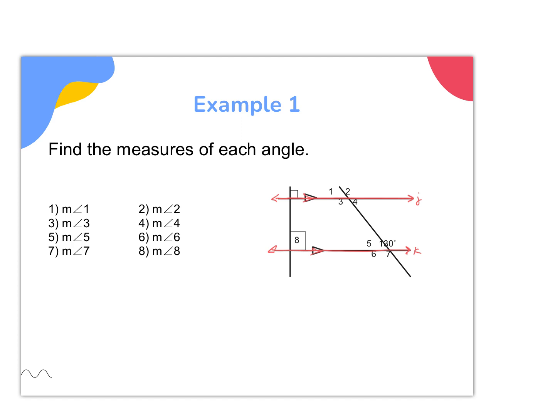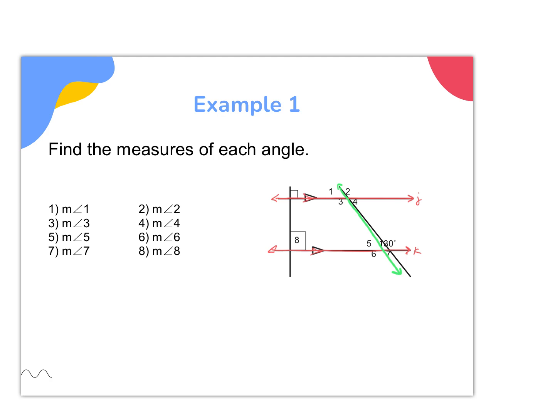I'm going to focus first on this transversal here. This line intersects and creates these 8 angles. Now, I know the line's a little bit off, so it's a little bit weird to see there. Let me just kind of draw the line. So the line really should go a little bit like this, so you can kind of see those other angles, okay?